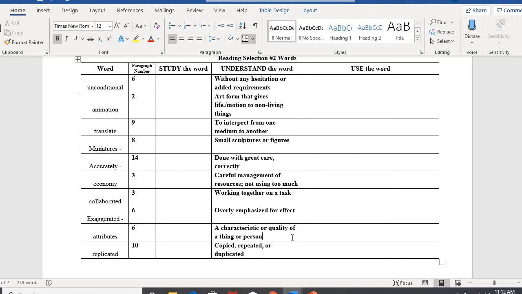Number 2, most parents have unconditional love for their children. They will love them no matter what offenses their children commit. Unconditional in paragraph 6 means without any hesitation. It is guaranteed. I'm not going to stop loving you.